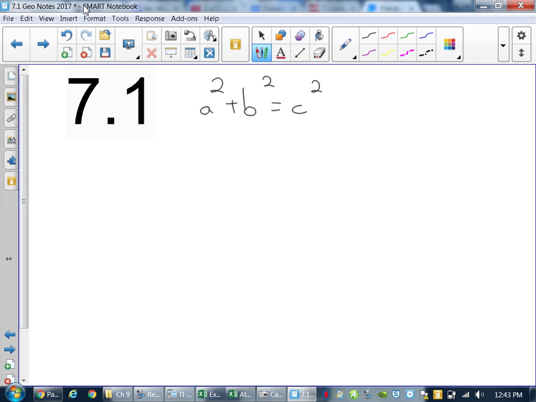7-1, Pythagorean theorem. I know that we've used the Pythagorean theorem a bunch during first semester, but we never technically officially defined it. Well, you officially define it today. Yay! Now, when you're working with the Pythagorean theorem, this only works for what type of triangles? It only works for right triangles.